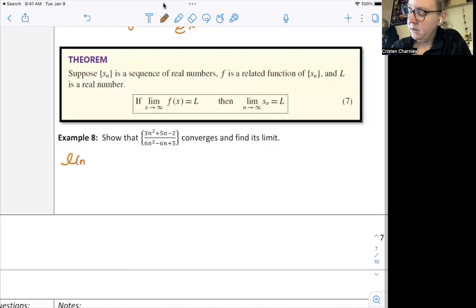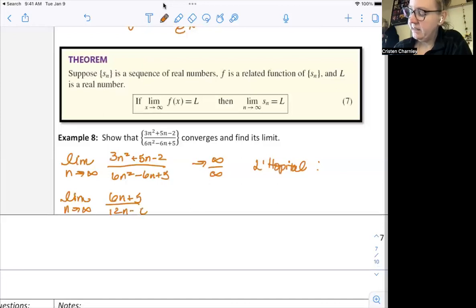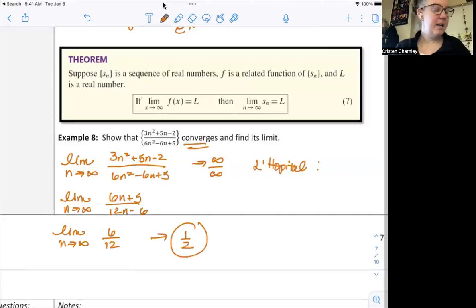So we're looking at the limit, we're always headed to infinity, of 3n squared plus 5n minus 2 over 6n squared minus 6n plus 5. If we put infinity in right now, we have infinity over infinity. How did we handle that in the past? We used L'Hopital. Yay, L'Hopital. So the limit as n approaches infinity becomes 6n plus 5 over 12n minus 6, still infinity over infinity. So L'Hopital again gives me 6 over 12, which will simplify to 1/2. So we have an answer. That means it converges, and the limit is 1/2.